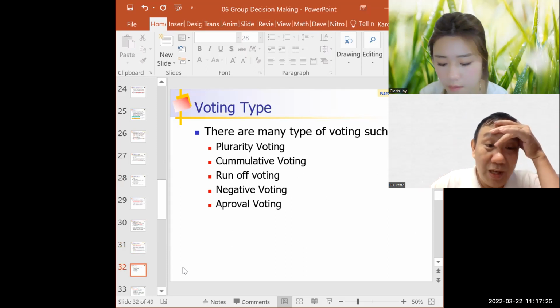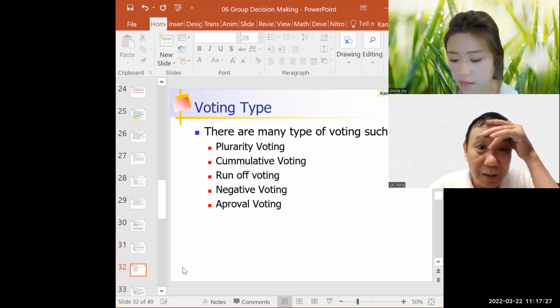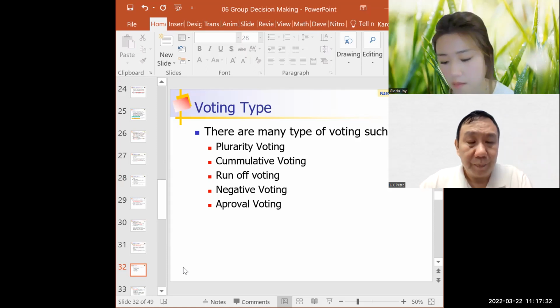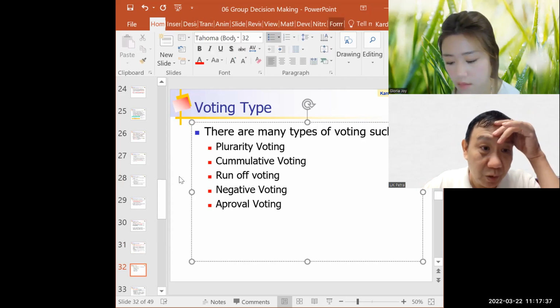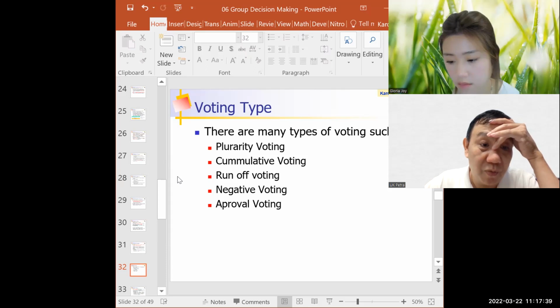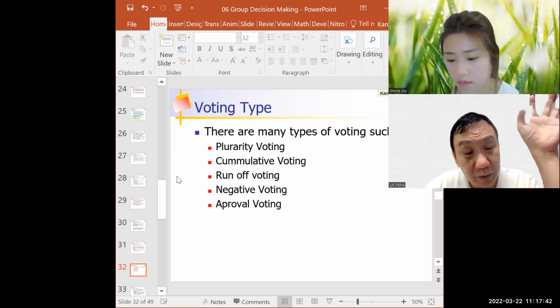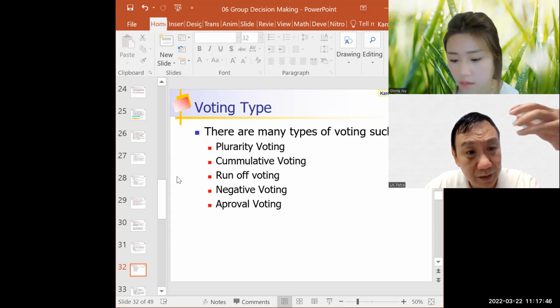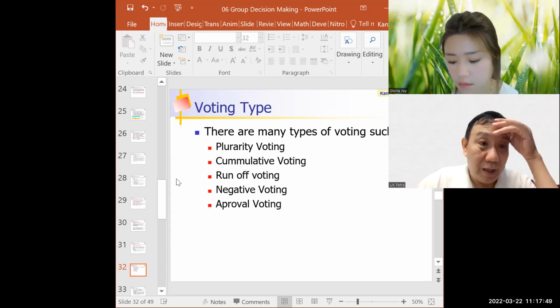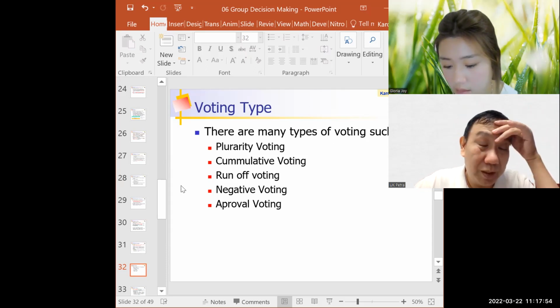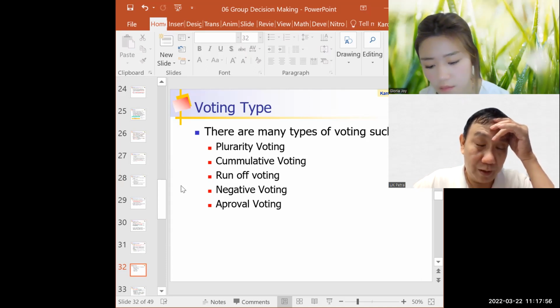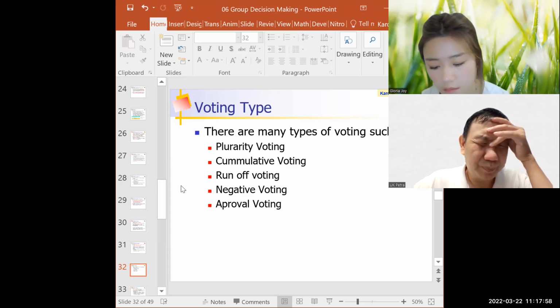So I will discuss a little bit about several types of voting. We have plurality voting, cumulative voting, runoff voting, negative voting, approval voting, and so on. These are a few types of voting that we can discuss, just the definitions. And from there we will go to the actual things, the non-cooperative and cooperative games.